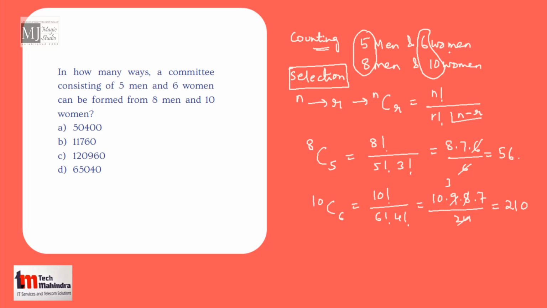Now we need a committee of 5 men and 6 women together out of these two. So in how many ways can we form it? We can select men in 56 ways, and then we need to select women, so I'll multiply these cases with 210. So we need 56 into 210. 56 into 21 is 1176, so it would be 11760. Do we have this in the options? Yes. Option B is 11760. Option B is the answer.